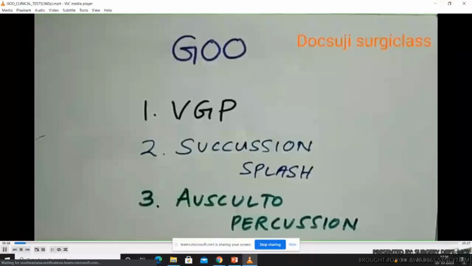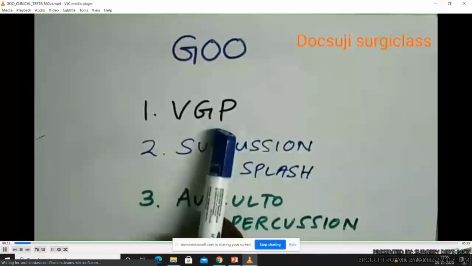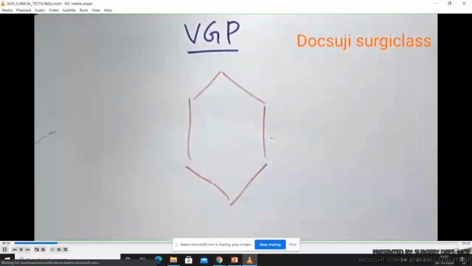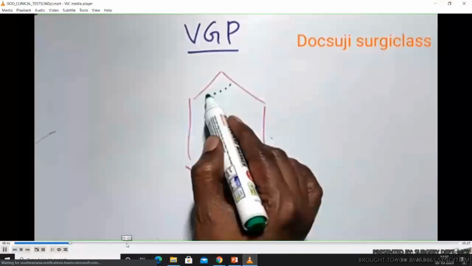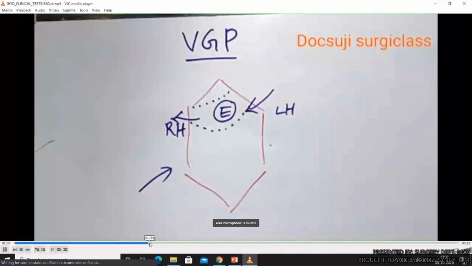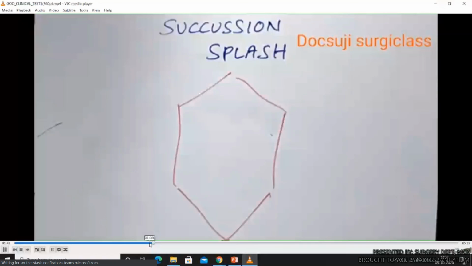So visible peristalsis, I will show you another picture of visible peristalsis. Now I will show how to elicit succussion splash and ausculto percussion. Now how to elicit succussion splash.